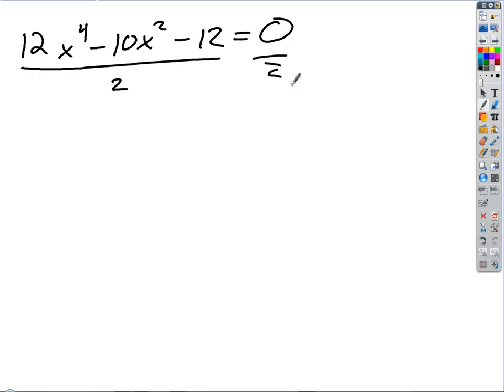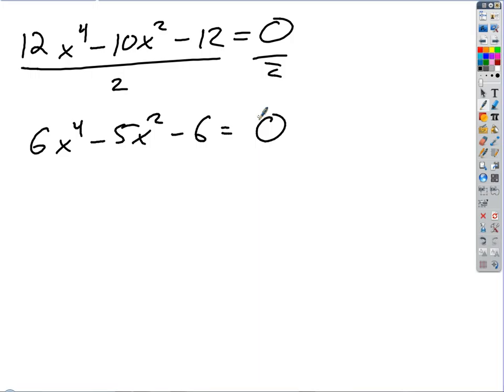12 over 2 is 6. 6x to the 4th, minus 5x squared, minus 6. 0 divided by anything is 0, right? So now we got this thing trimmed down. It's a little bit easier. But now we're kind of stuck. We can't factor out a greatest common factor. How many terms have we got there? We've got 3 terms.